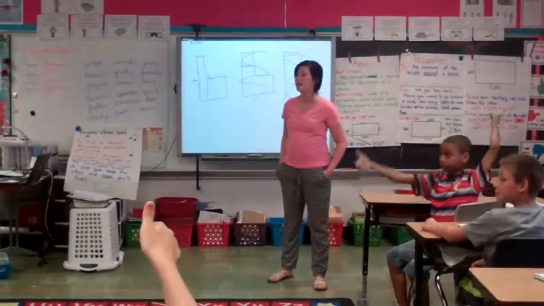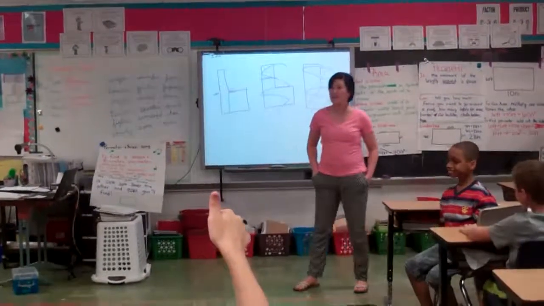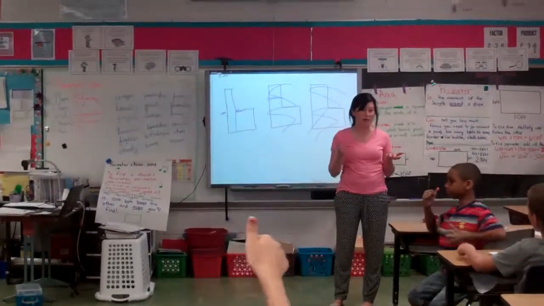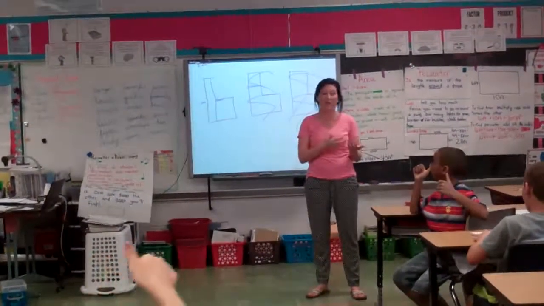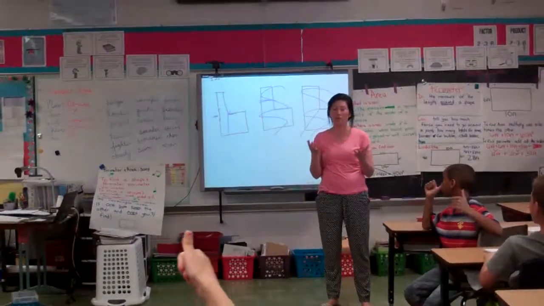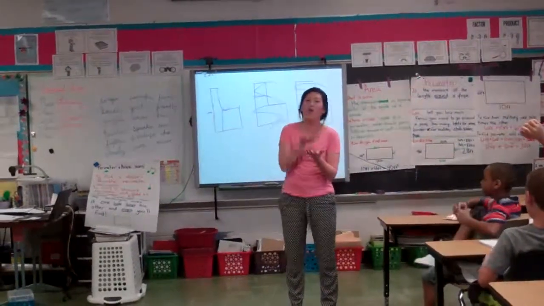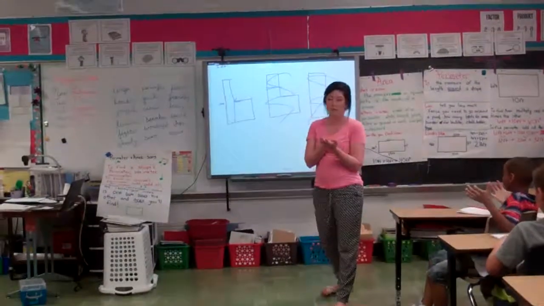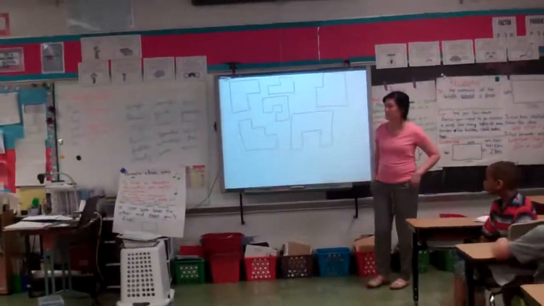Okay, thumbs up. A square is a rectangle. Remember, we talked about how a square can be a rectangle, but a rectangle can't be a square. Wait, I said that backwards. Yeah, a square can be a rectangle, but a rectangle isn't always a square. It looks like a rectangle.